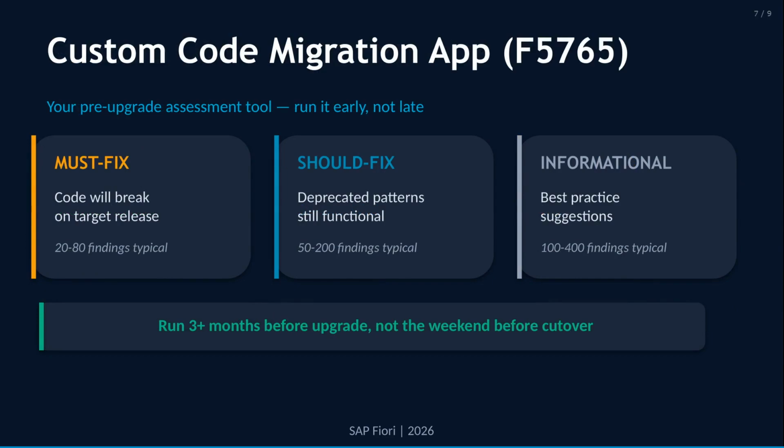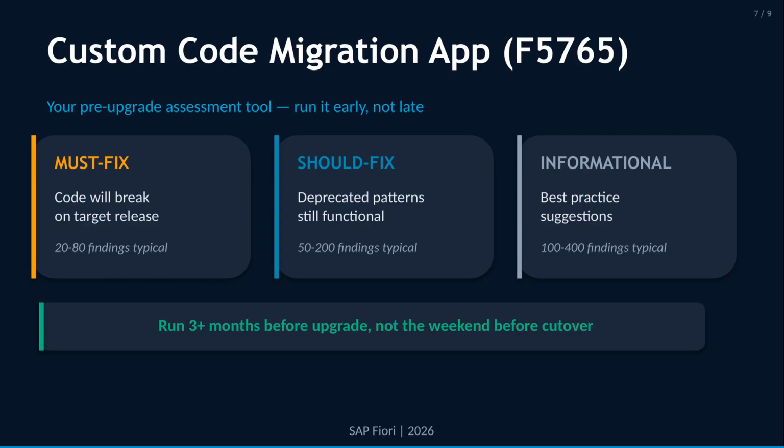SAP provides a built-in tool to assess the health of your custom code, the Custom Code Migration app, Fiori App F-5765. This app scans your Z* and Y* objects, identifies deprecated API usage, flags objects that use APIs being removed in the target release, and estimates remediation efforts.